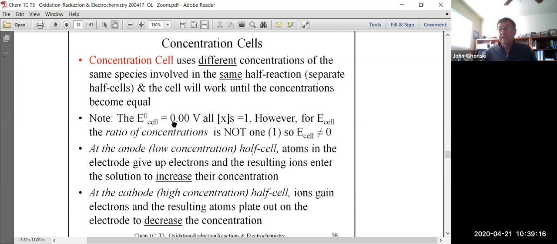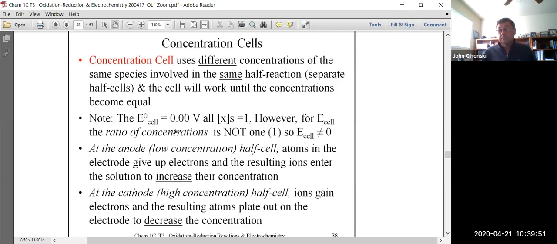What happens if the ratio of concentrations is not 1 to 1? Let's say on the anode side, it's 0.1 molar. And let's say on the cathode side, it is 2 molar. Those concentrations are definitely not the same. Well, it turns out in those situations, you will get a voltage across that cell.